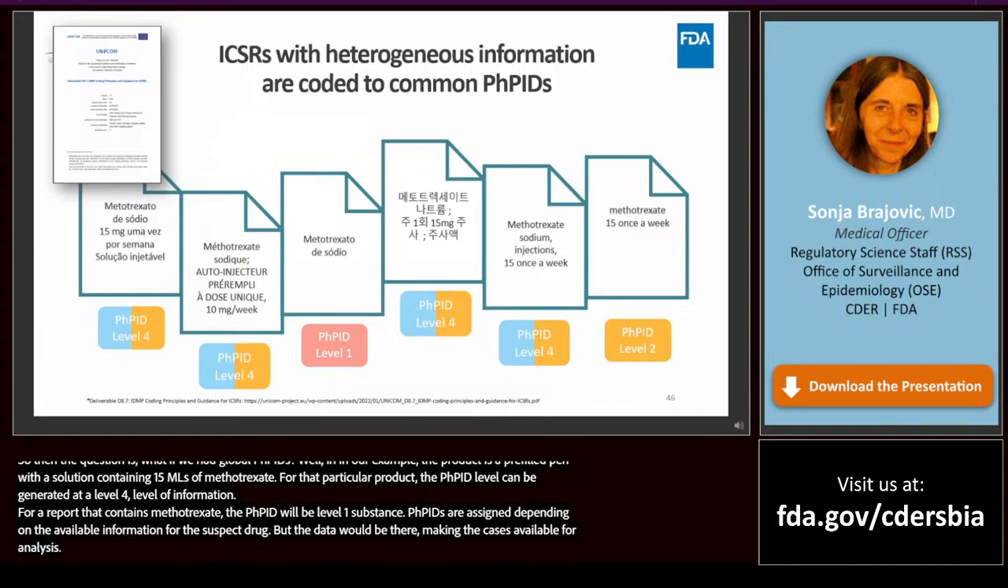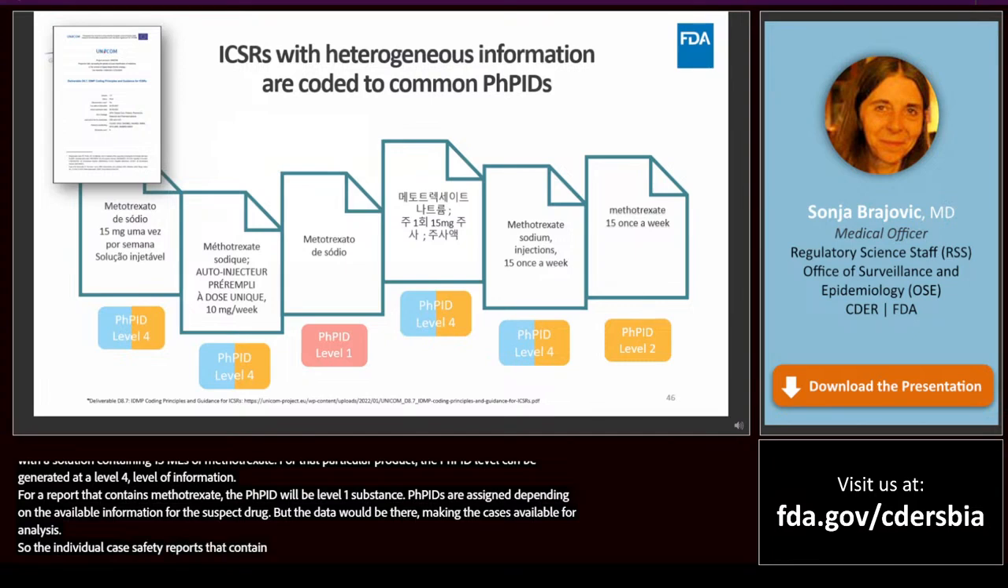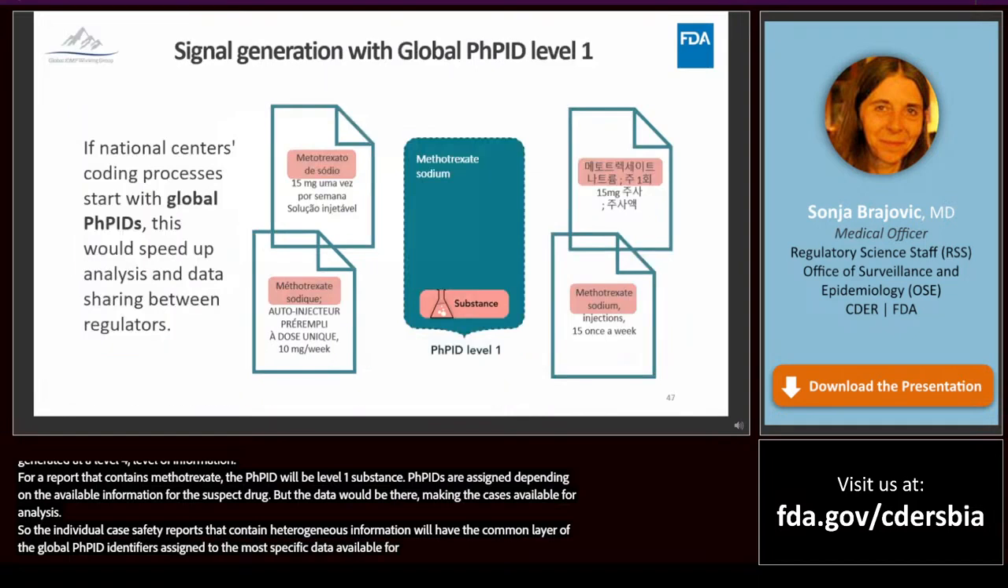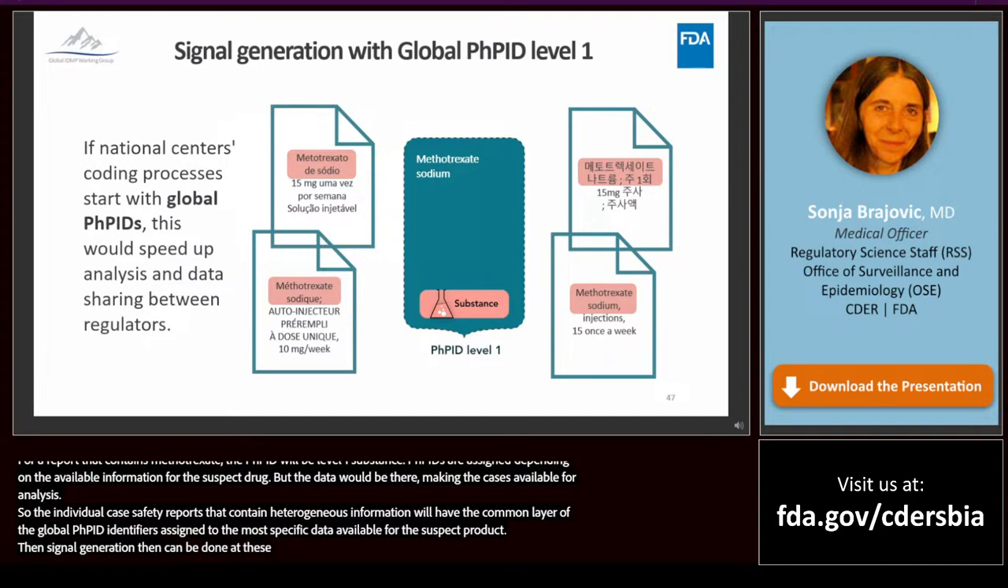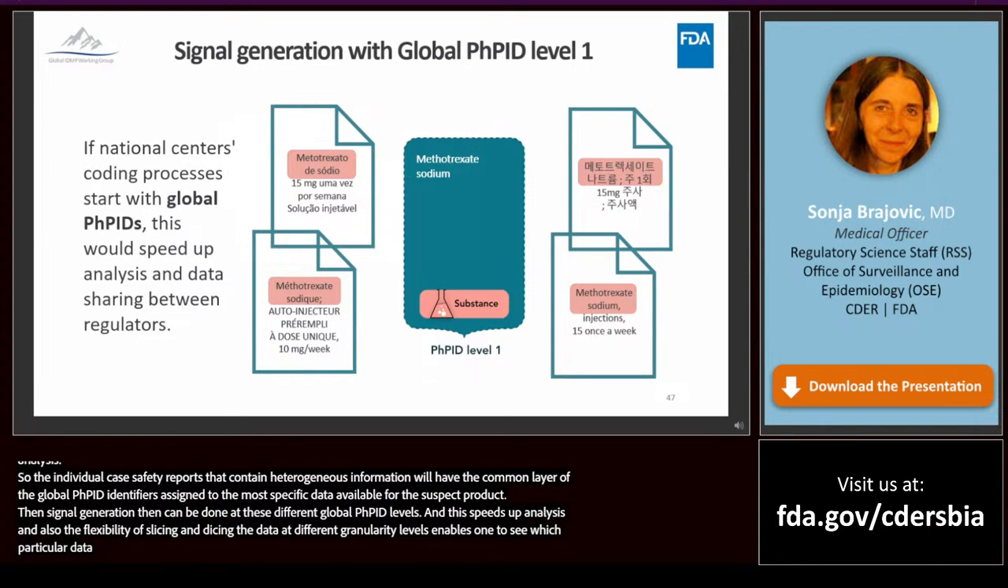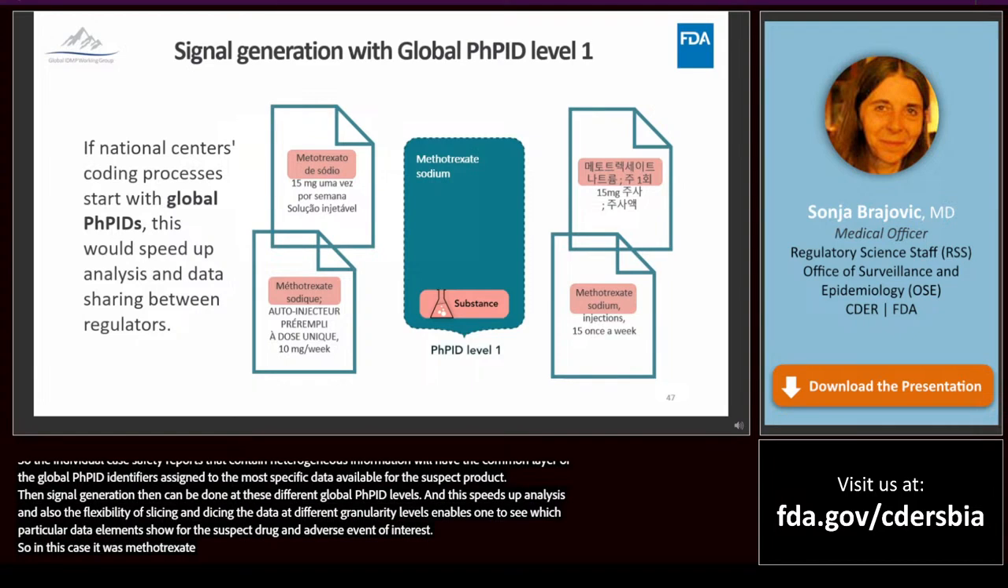So the individual case safety reports that contain heterogeneous information would have the common layer of the global PHPID identifiers assigned to the most specific data available for the suspect product. Then signal generation can be done at these different global PHPID levels. And this speeds up analysis and also the flexibility of slicing and dicing the data at different granularity levels enables one to see which particular data elements show for the suspect drug and adverse event of interest. So in this case, it was methotrexate sodium, 15 milligram strength that was reported with the adverse event of muscle spasms.